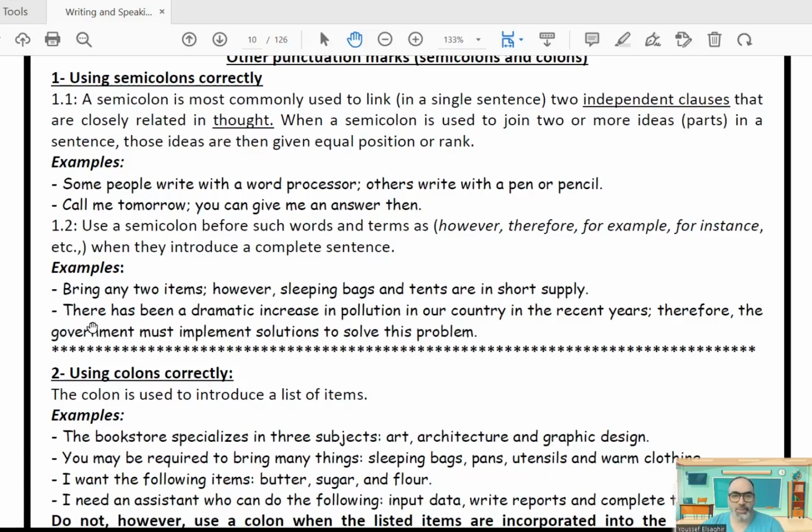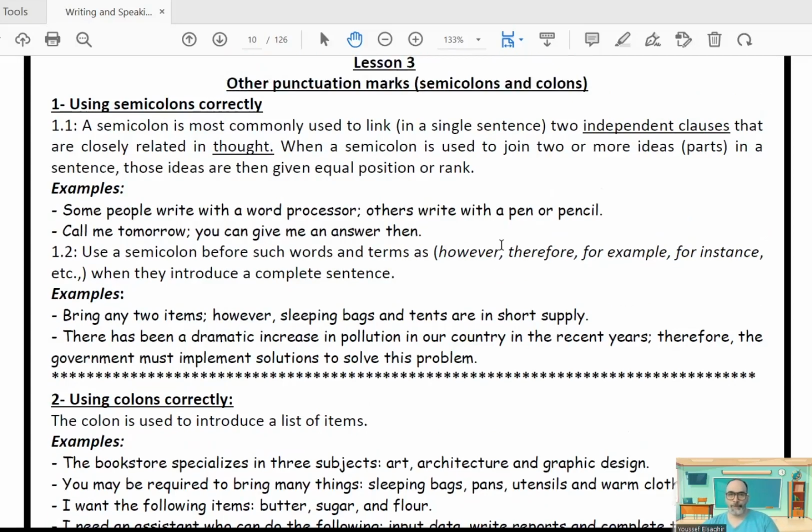Okay, here's another example. There has been a dramatic increase in pollution in our country in recent years; therefore, the government must implement solutions to solve this problem. So you have therefore, and then you have a semicolon before it and a comma after it. And one more time, you could remove the semicolon and use a period. So again, if you have any of these words which are called conjunctive adverbs, however, therefore, for example, for instance, feel free to use a semicolon before them and a comma after them.